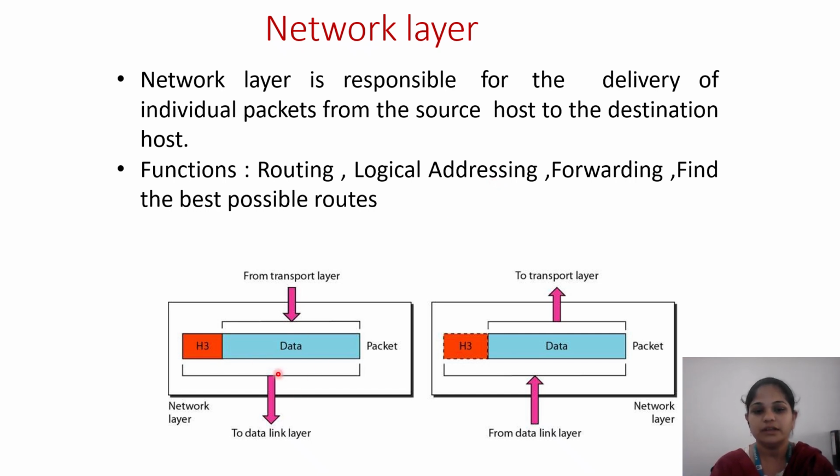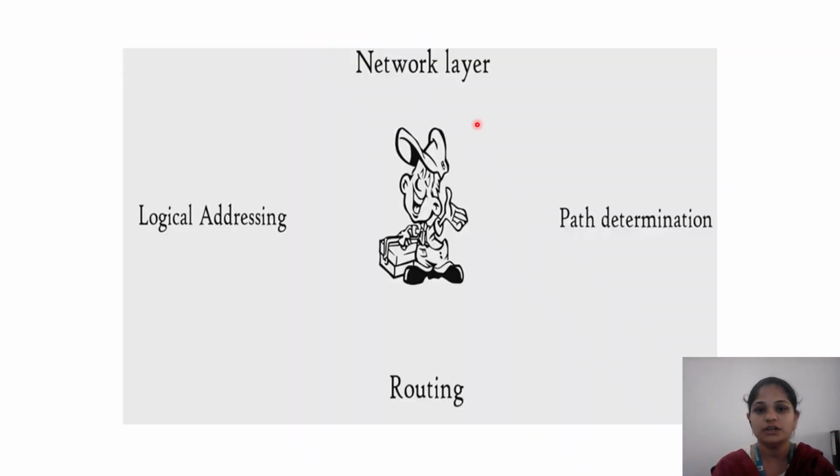So this one is the sender side image, and this one is the receiver side. From the transport layer, the data will be given to the network layer, and from that it will be given to the data link layer. On the receiver side, from the data link layer it will be given to the network layer, and again moved to the transport layer. We'll see the functions of the network layer. It has major functions like path determination, routing, and logical addressing.